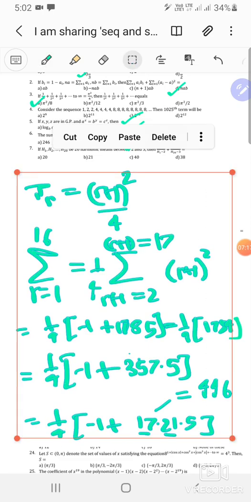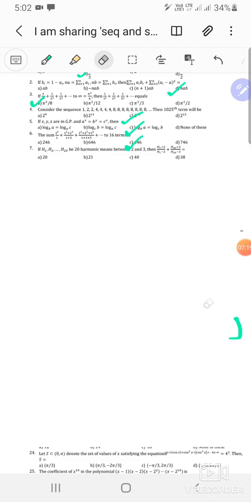Cool. So the next question is, if h1, h2 all the way till h20 be 20 harmonic means between 2 and 3, then h1 plus 2 upon h1 minus 2 plus h20 plus 3 upon h20 minus 3 will be equal to. So one way of dealing with this is that I can calculate what h1 and h20 are, and the easier way out should be to manipulate this equation into something which is more usable.